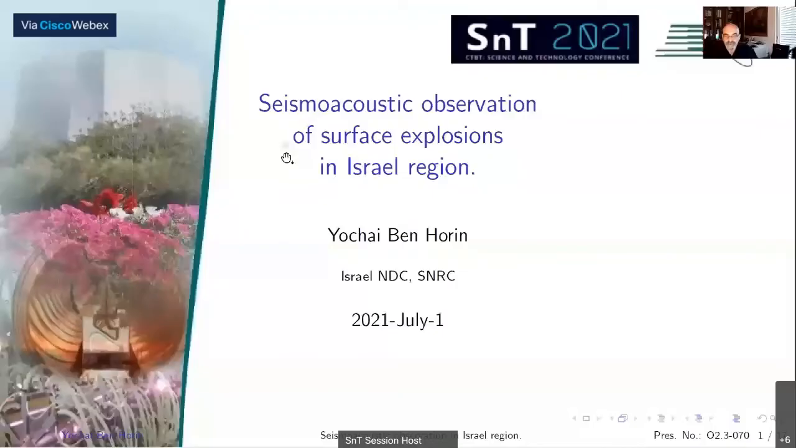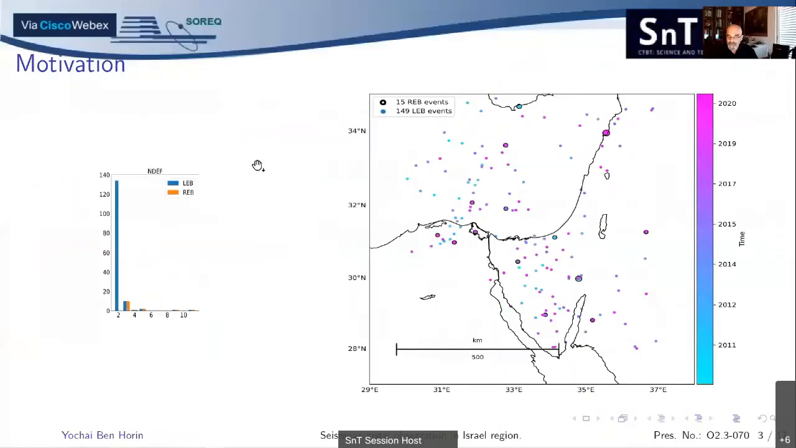Shalom, I'm Yochai Ben-Horin from the Israeli NDC, and I want to report to you on a work in progress that is carried out in the NDC. We started with the map of infrasound events reported at the REB and the LAB in the last 20 years in the Israel region. We see that there are many events.